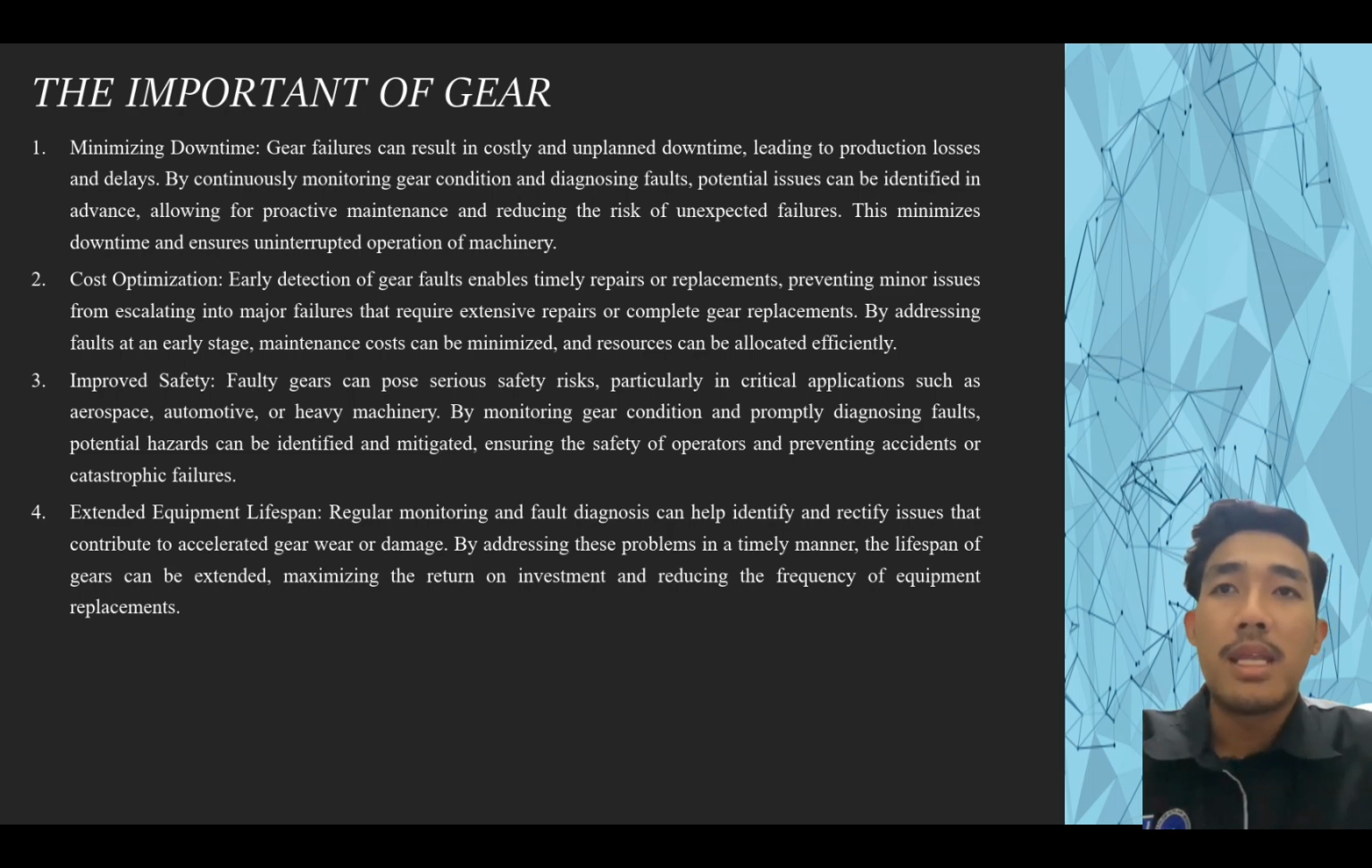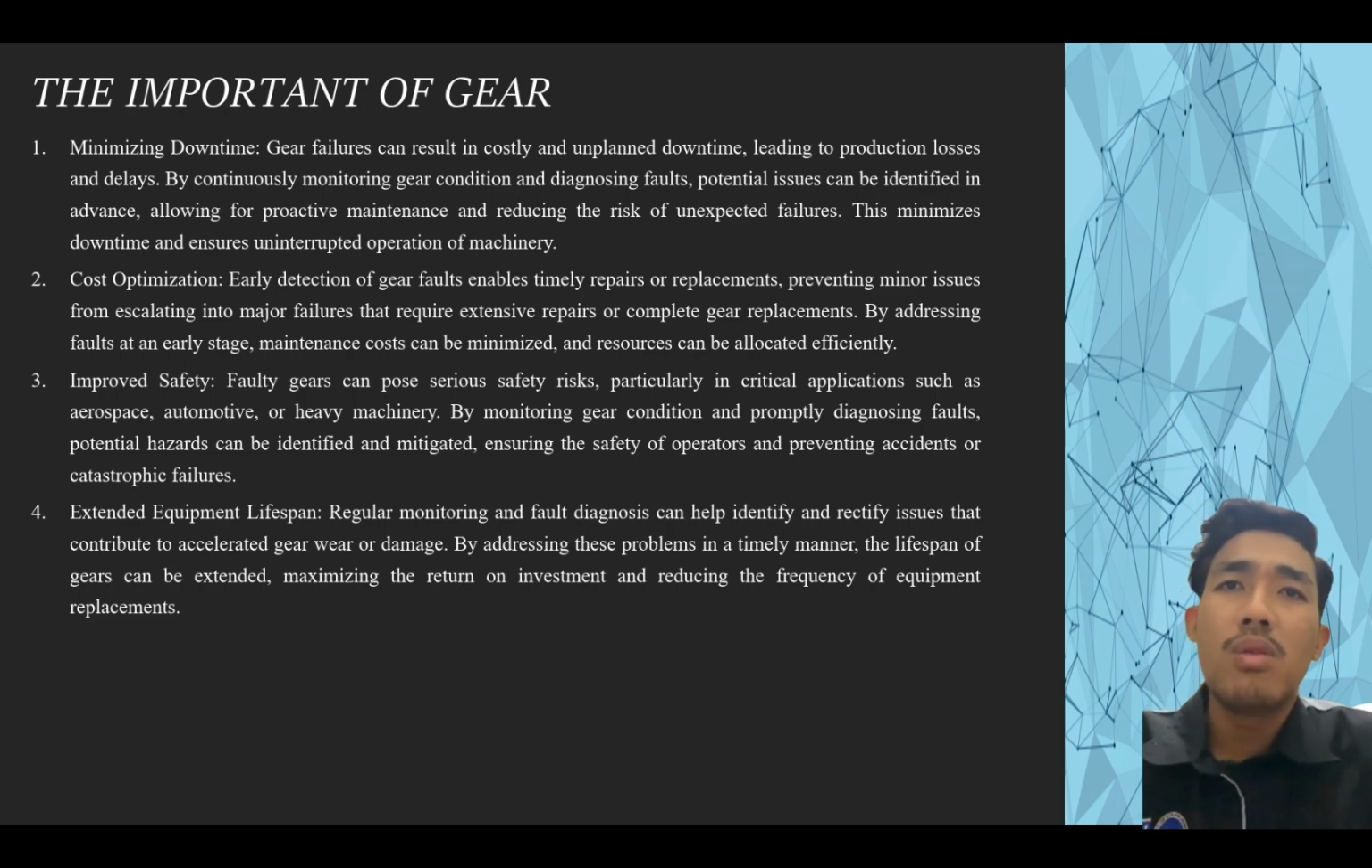Third, it can improve safety. Faulty gear can pose serious safety risks, particularly in critical applications such as aerospace, automotive, and heavy machinery. By monitoring gear condition and promptly diagnosing faults, potential hazards can be identified and mitigated, ensuring the safety of operators and preventing accidents or catastrophic failure. And lastly, extending equipment lifespan.